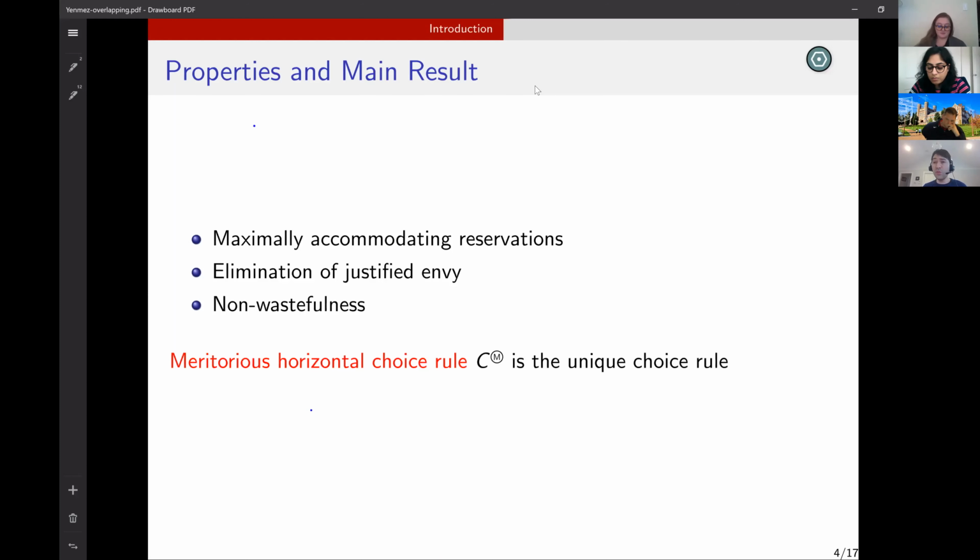It is meritorious because if you compare the set of chosen individuals to any set of individuals chosen by another choice rule satisfying maximal accommodation of reservations, this choice rule is going to choose individuals with higher merit scores, and it's horizontal because we use it to implement the horizontal reservations in India.